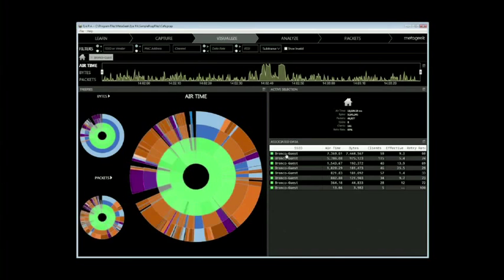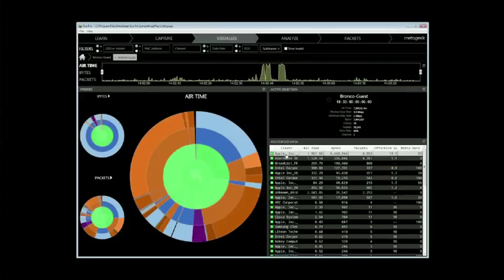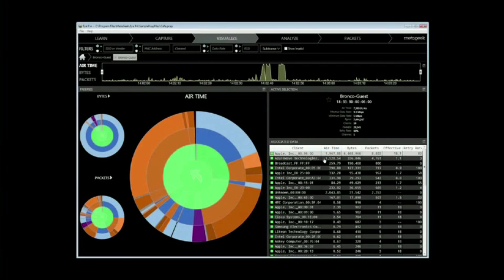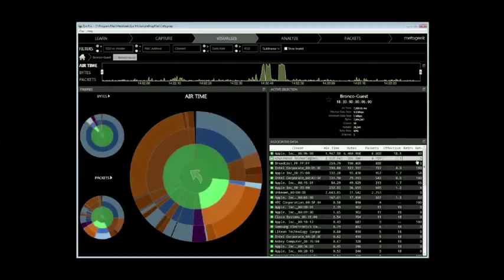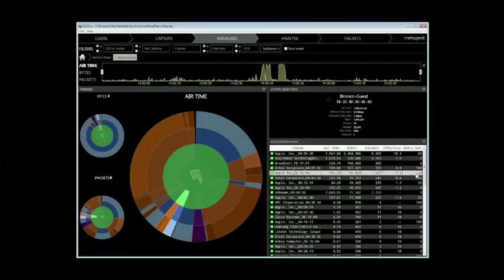If I double-click on one of these, now I get to see all of the client devices that are currently attached to that Bronco Guest SSID. I get to see their MAC address, and I also get to see the data rates that they were transmitting at. And also, if you look on the right-hand side, the retransmission rate.